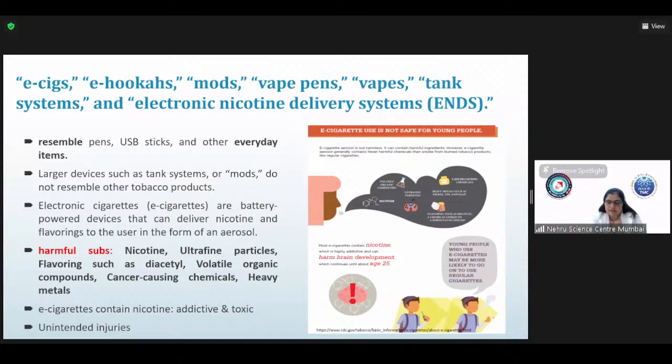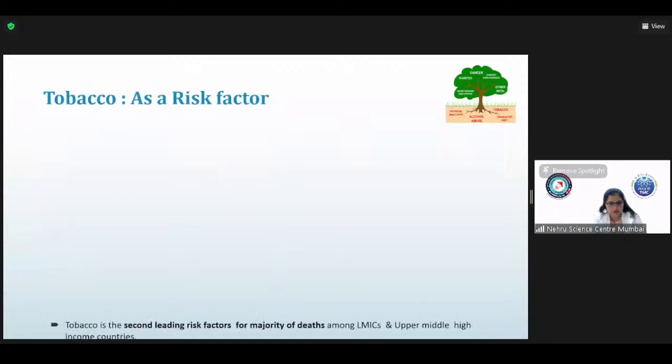It also contains nicotine and addictive agents. So all of them are toxic to the developing fetus and harm brain development, and they are dangerous for pregnant women and their babies. It also is responsible for unintended injuries.